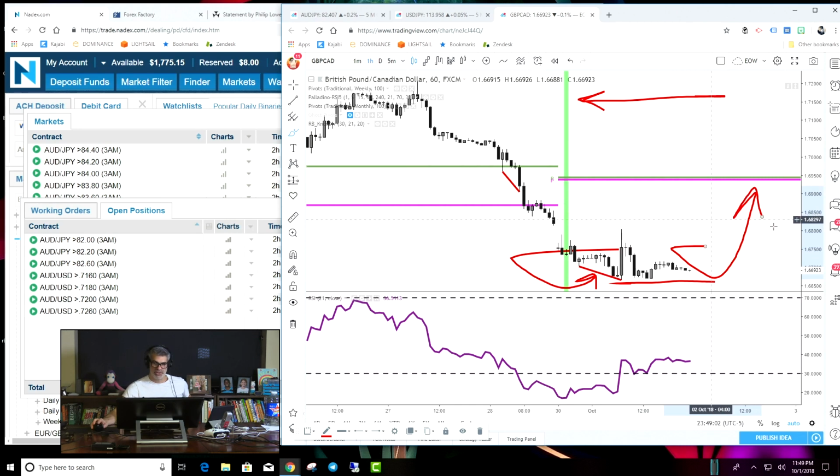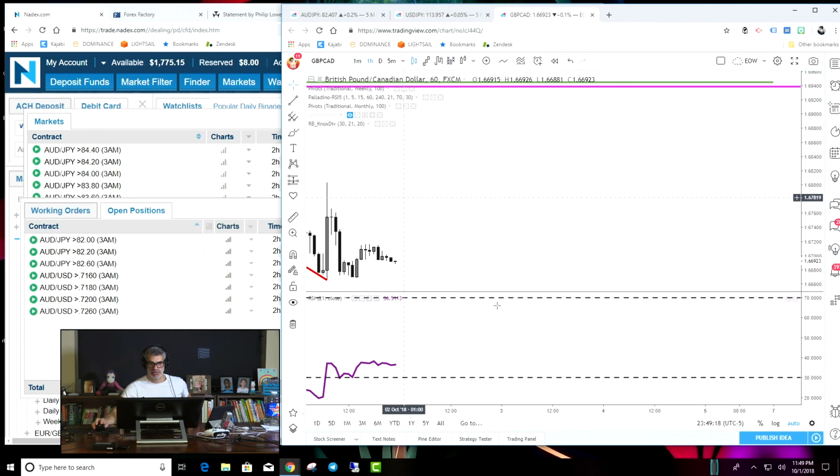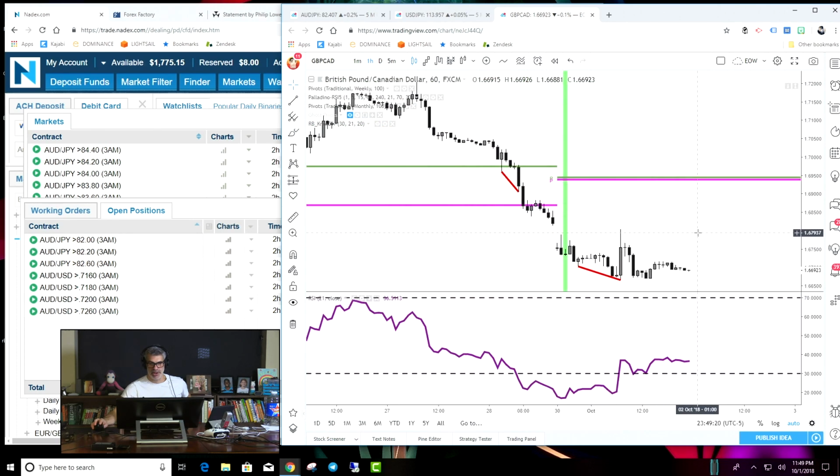And then Wednesday or Thursday of this week, make a really nice jump to the weekly and the monthly pivot. And that's the green and purple lines on the chart right there. I think that would be absolutely reasonable to expect that.